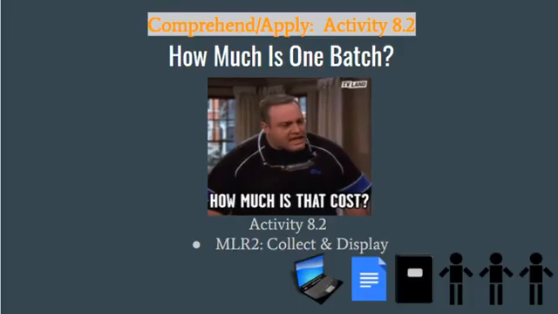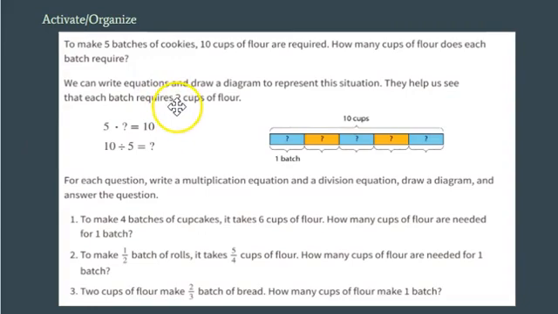All right, we're going to talk about how much is in one batch. So I've got to make 5 batches of cookies, 10 cups of flour are required. How many cups of flour does each batch require? So a couple ways you can think of that, right? 5 times something gives you 10. 10 divided by 5 gives you something, which is the number of cups per batch, which is 2, right? Looking at it both ways is just a different way to help us interpret and see what our answer should be. Let's take a look at some other examples here.